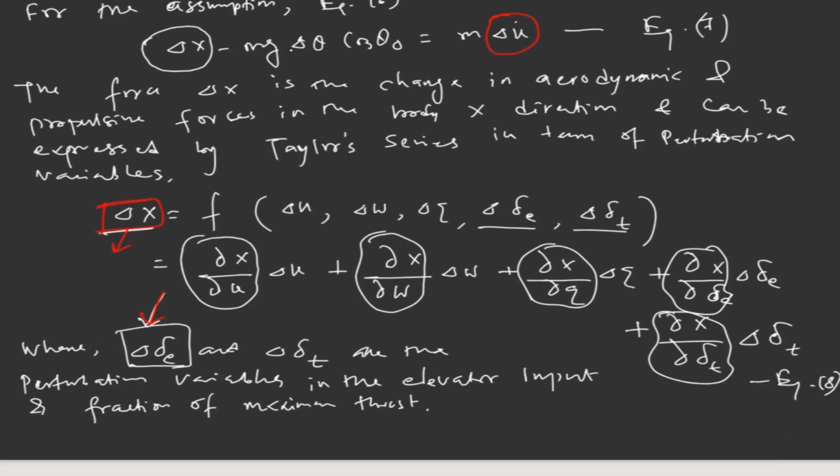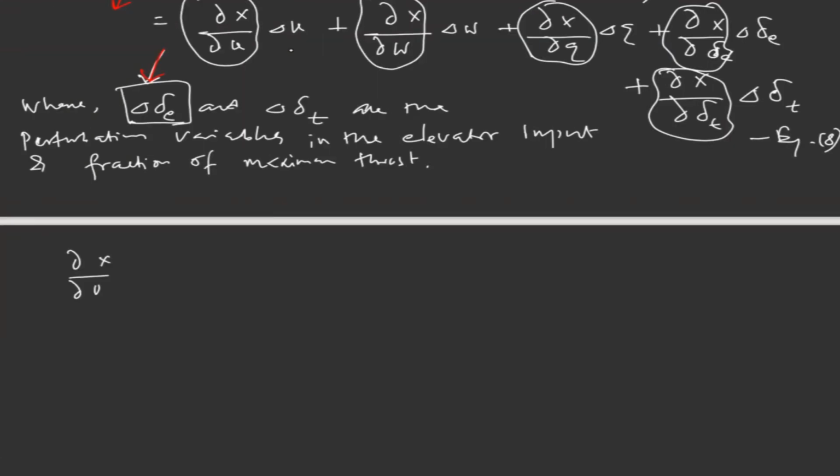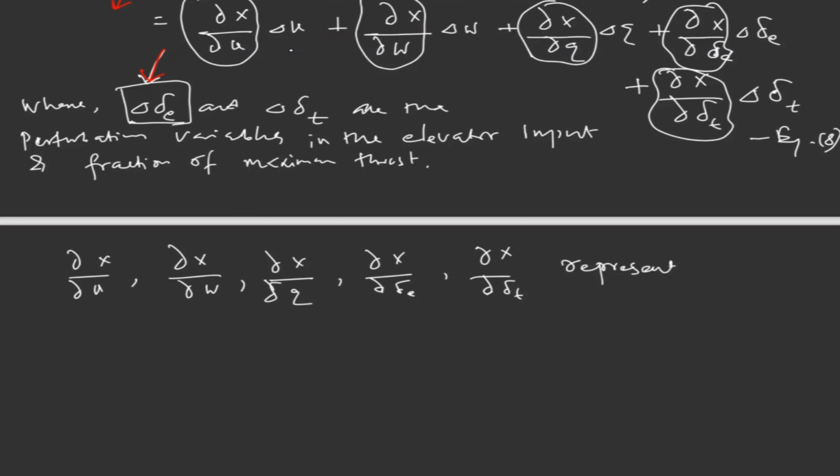So for the time being, this delta x we can write in this Taylor series expansion, where delta del e and delta del t are the elevator input and the fraction of maximum thrust which is going to generate delta x. And the other Jacobian matrix terms are also involved here, due to which delta x can be generated. Let me write del x by del u, del x by del w, del x by del q, del x by del delta e, and del x by del delta t represent the stability derivatives.